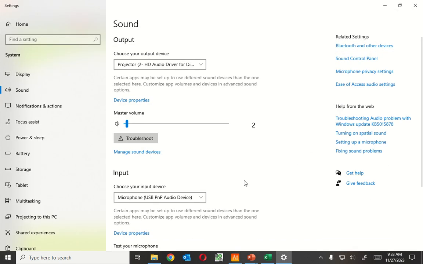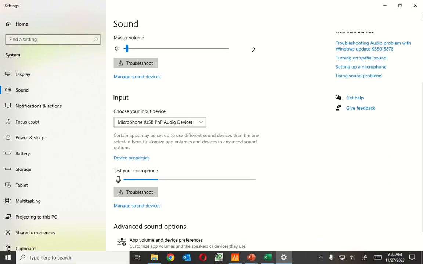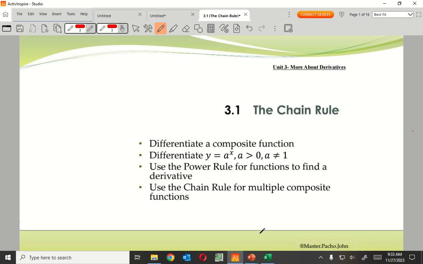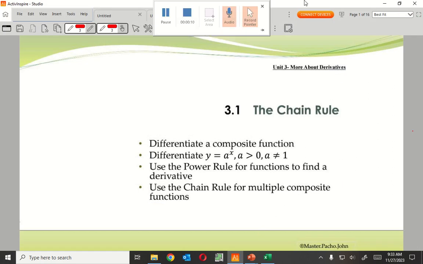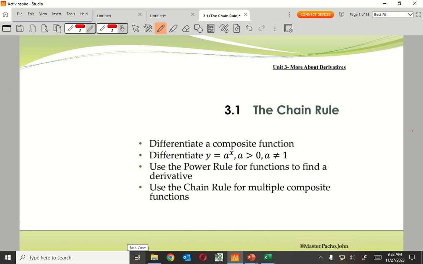I just realized I didn't double check this. Why is that not working? There, better. There we go. All right. So, that being said, let's go.